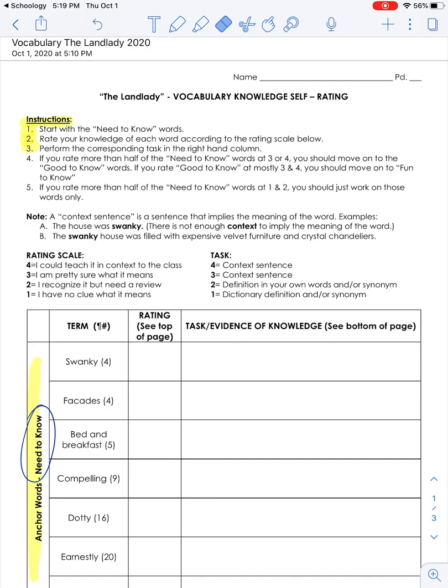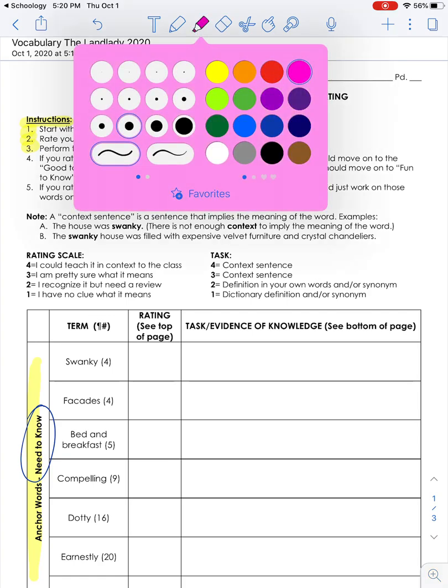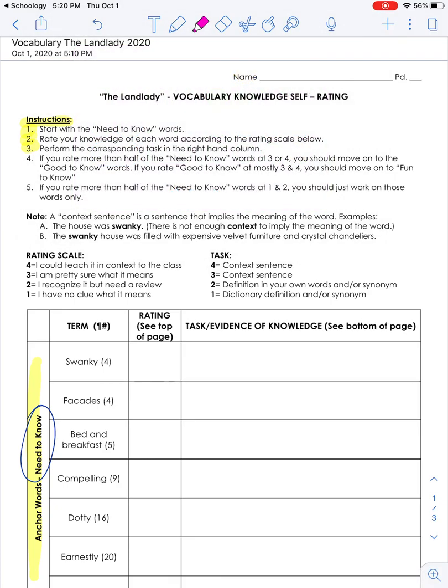And before I sign off, so that was how to approach, right? But one thing I want you guys to note, I'm going to use a different color highlighter here, is this little note in the middle. Note, a context sentence is a sentence that implies the meaning of the word, right? So if you're a 3 or a 4, you're doing context sentences in the task section, right? So you want to make sure that you include enough context in those sentences that the meaning becomes clear. So the example, the non-example I should say, is the house was swanky. There's nothing in that to indicate the meaning of the word swanky.